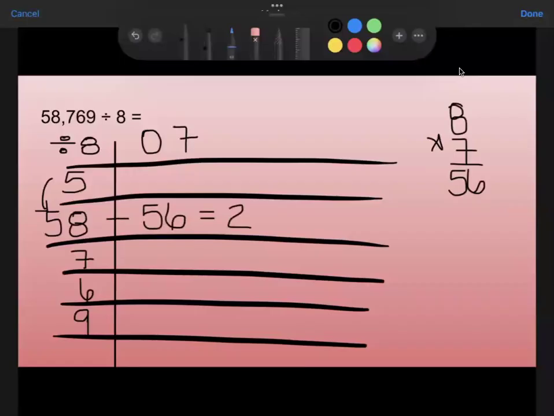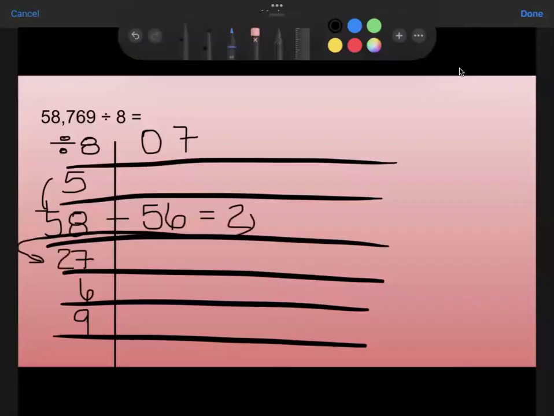You could also make a list of 8s and then count how many 8s it took you to get close to 58 without going past 58. So there's a few different ways that you could do that. Okay, so now what I'm going to do is I'm going to take this 2 and I'm going to place it in front of the 7.